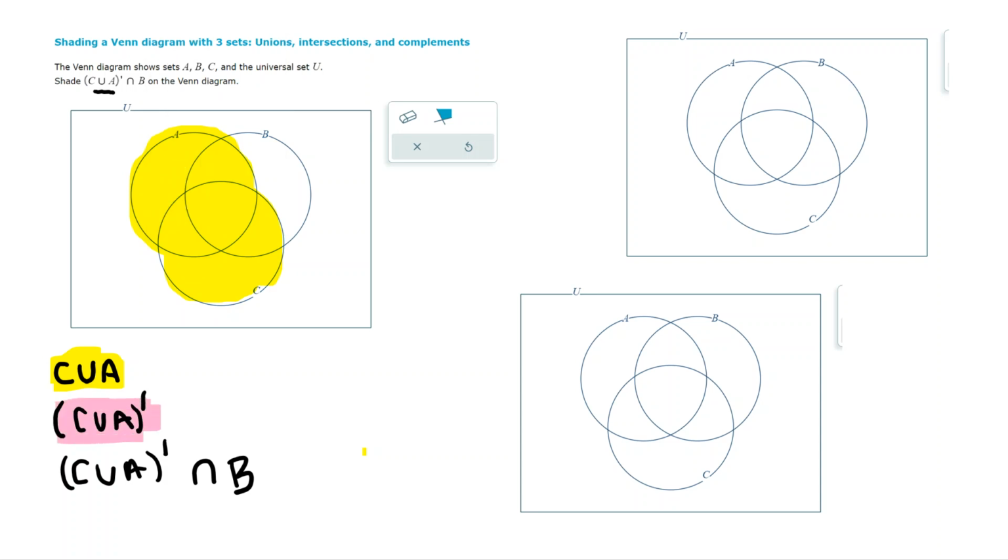My next step now is to look at C union A complement. That little symbol up there means shade in everything that is not already shaded. We know what C union A is, so now we have to shade in everything except that yellow stuff. I'm going to do that on the next picture. I guess it's the same slide. So here's everything that wasn't shaded in the first step. This part shaded in.